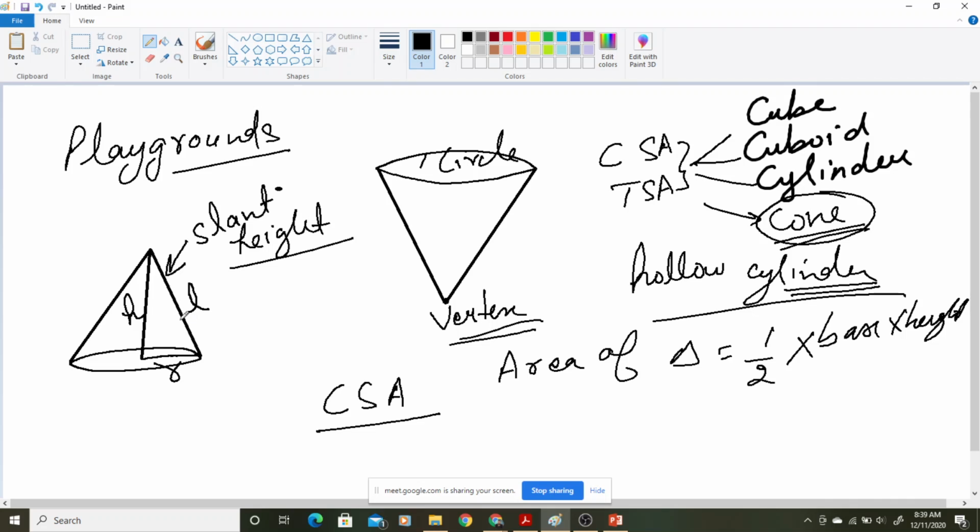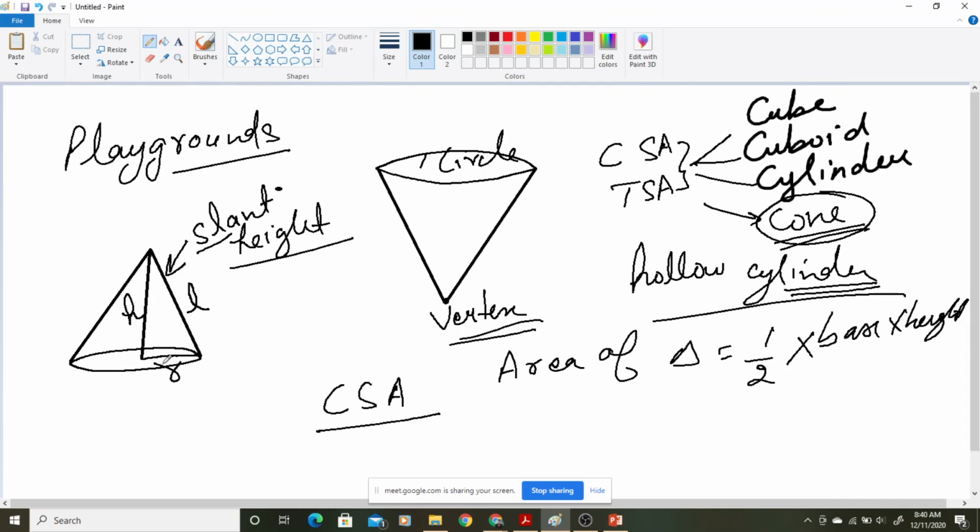ये वाली slant, because it is on a slope. You can see it is not completely at a 90-degree angle. It is on a slope. Slant height is there, this L. So we consider this L while finding the CSA or TSA. We will not consider this H. इस H को हम फॉर्मूले में नहीं लेते हैं.